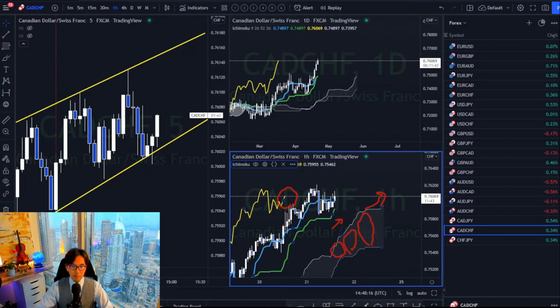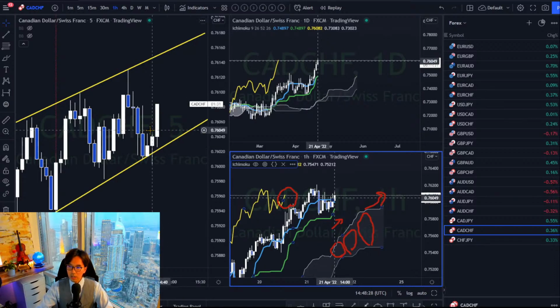Okay, La Crypta says, I was in a trade for CAD Swiss franc, but went out earlier today waiting for the retracement. Yeah, that's right. Okay, looks like it's going up. So, yeah, if this candle closes, then that will be a buying edge.